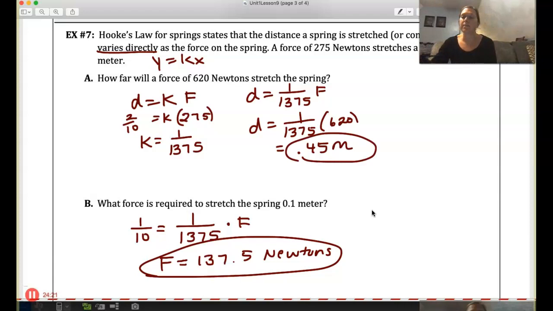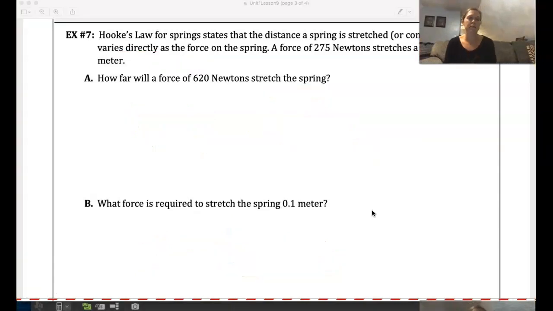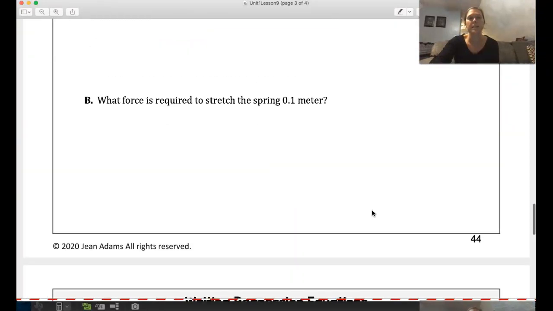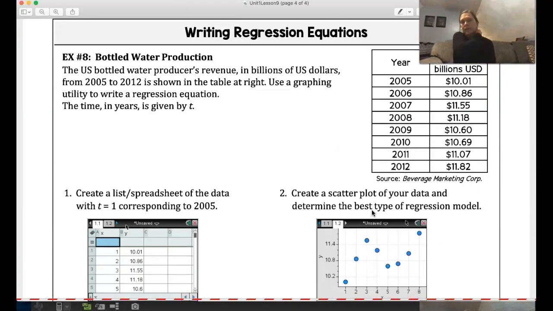All right, and then on to the back, let's go ahead and finish up with some regression models. So please have your calculator handy because this is all calculator work. So example 8, the U.S. bottled water producers' revenue in billions of U.S. dollars from 2005 to 2012 is shown in the table at the right. We're going to use a graphing utility to write a regression equation. The time in years is given by t.